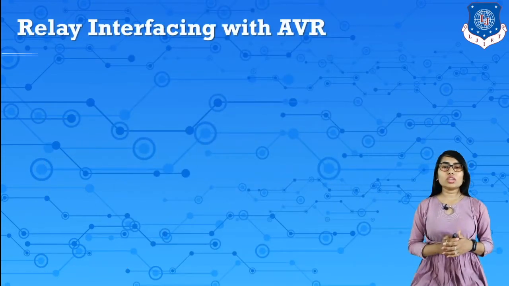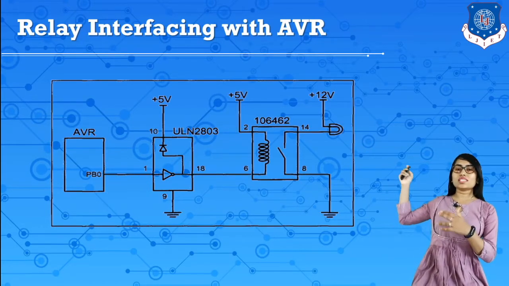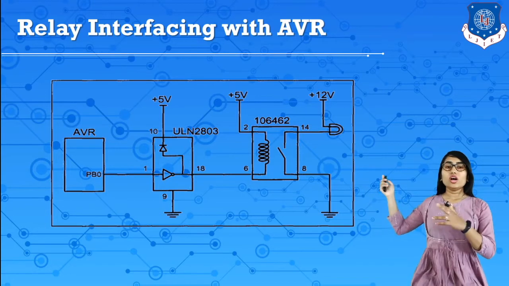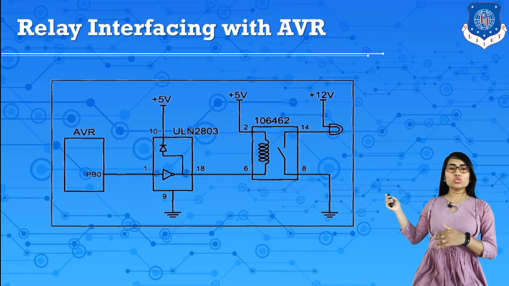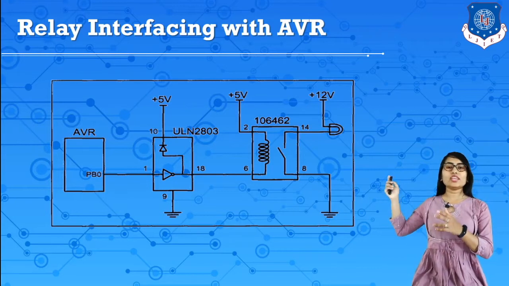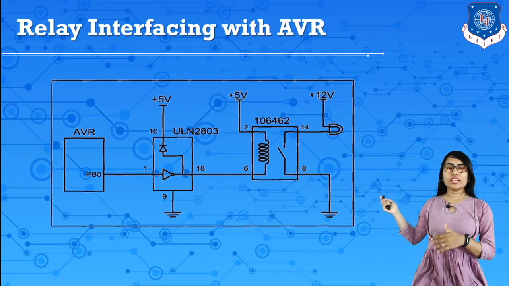Now a relay can be interfaced with AVR like this to glow this LED or not. Here we have an AVR voltage, and this AVR voltage is used to glow this light, and to glow this light we have this type of relay connected over here.